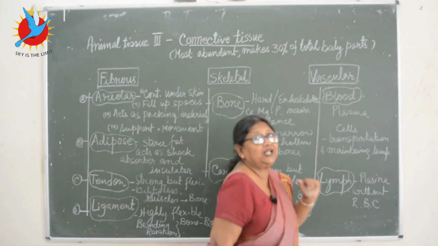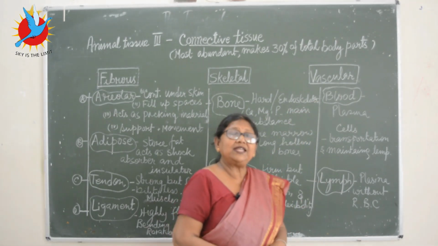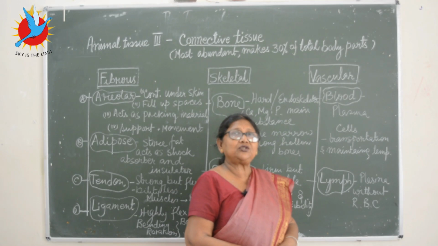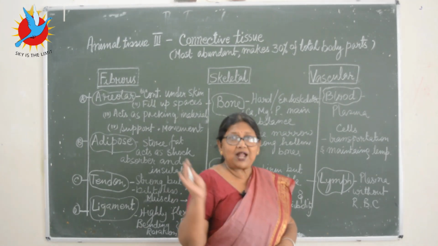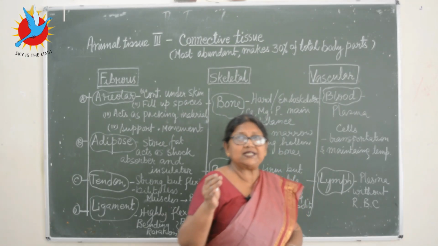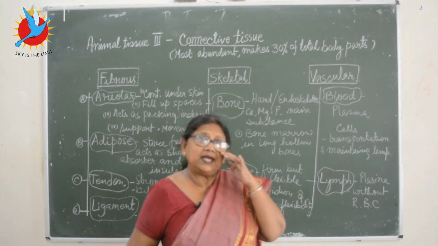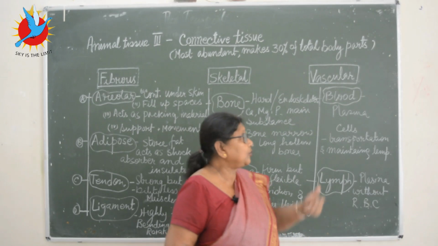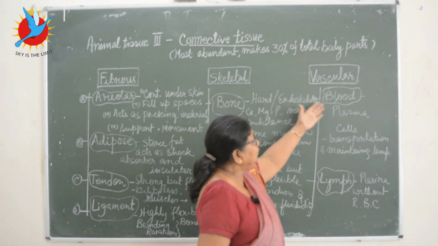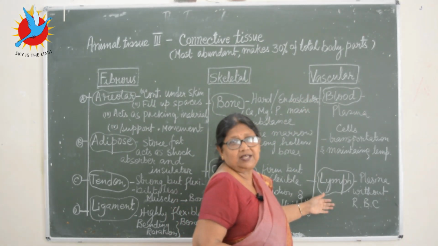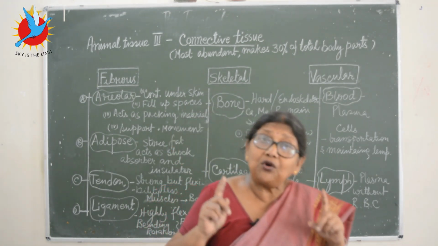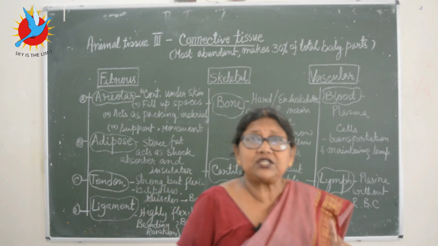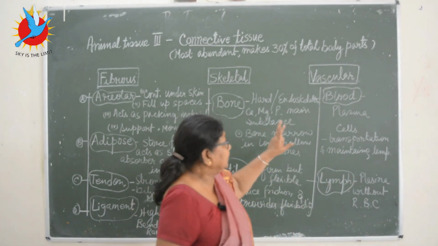Next one, vascular. Do you remember in the plant tissue we did the vascular tissue, xylem and phloem? What do they do? They transport the substances. Conduction is the function. In the same way, in the animal tissue also, vascular tissue, which is blood and lymph, also conducts and transports. Blood, you know, is the only liquid tissue. All the others are solid.